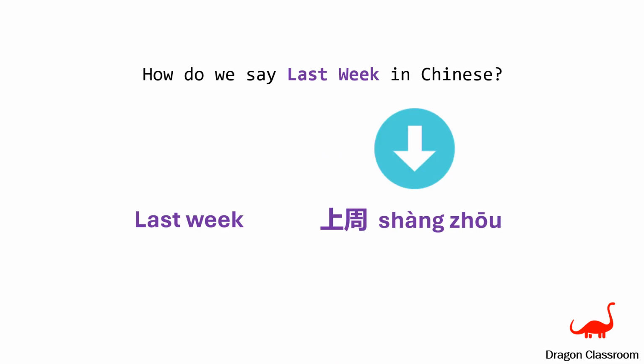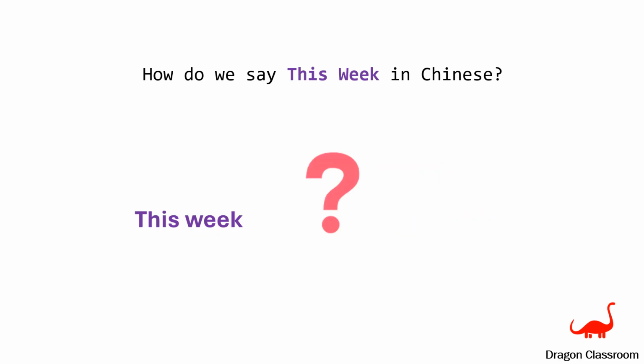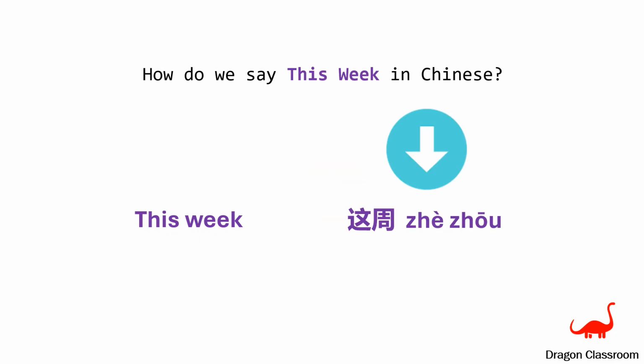Last week is 上周. Last week is 上周. How do we say this week in Chinese? This week is 这周. This week is 这周.